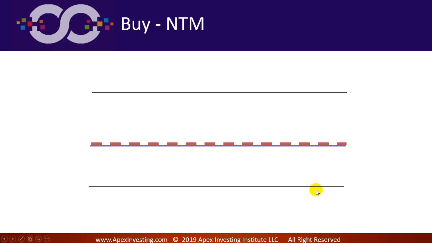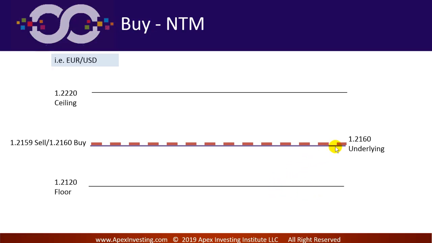Now, we got near the market. That's the underlying market and the bid offer. This is a little bit different. The underlying market and the bid offer are at the same price. So the underlying market and the price that you buy or sell the spread at is at the exact same, or within 5-10 ticks of the price.